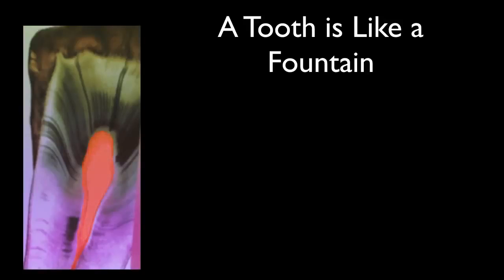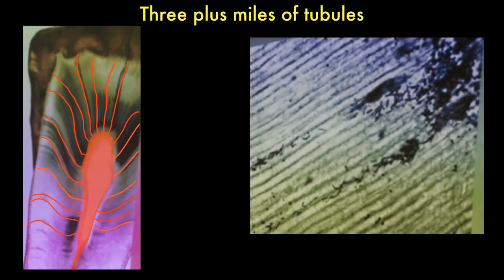From the pulp chamber, highlighted in red, run miles of microscopic tubules, about 3 miles in a front tooth and perhaps more than double the miles in back molars. It is through these tubules that nerves and lymph flow, bringing minerals and nutrients to keep a tooth alive, strong, and flexible.